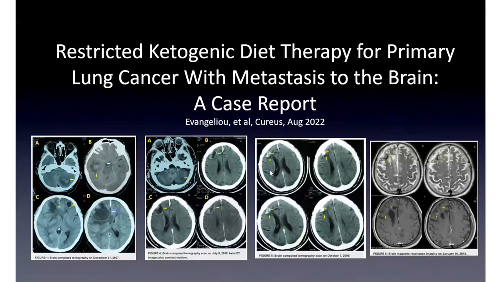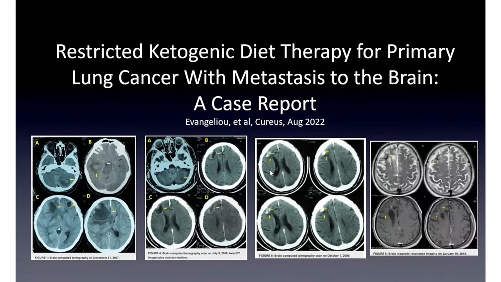I believe he did start it with his chemo, if I recall correctly. And he then started a ketogenic diet. He did a 1-to-1, which we'll talk briefly about again. So 1-to-1 means 1 gram of fat to every gram of protein plus carbohydrate.